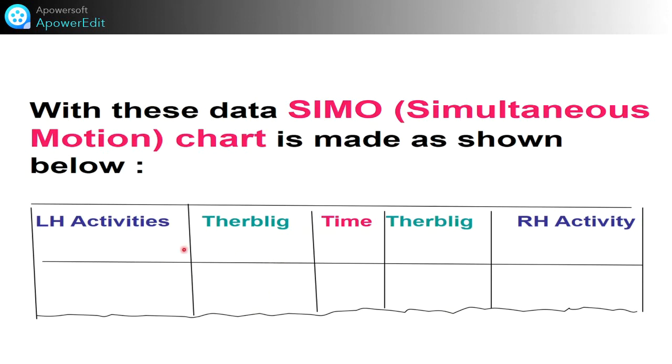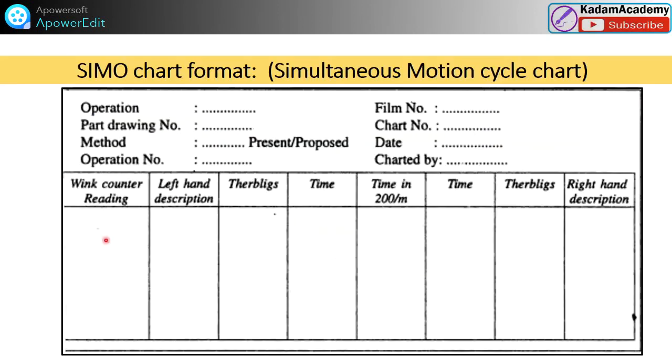SIMO is a type of two-handed process chart in which the micromotion of both hands is recorded properly. In general, when we see the SIMO chart, the data of the simultaneous motion chart is shown like this. The left hand side activity, the therbligs used, how much time is required. Similarly, the therbligs and the right hand side activity are shown here. This is the generalized blank SIMO chart to show you the operation, film number, chart number, date, charted by, operation number, method, and whether this is the present method or proposed method.